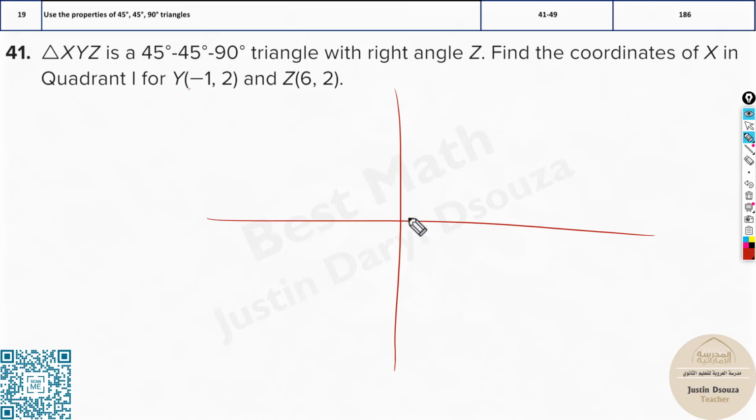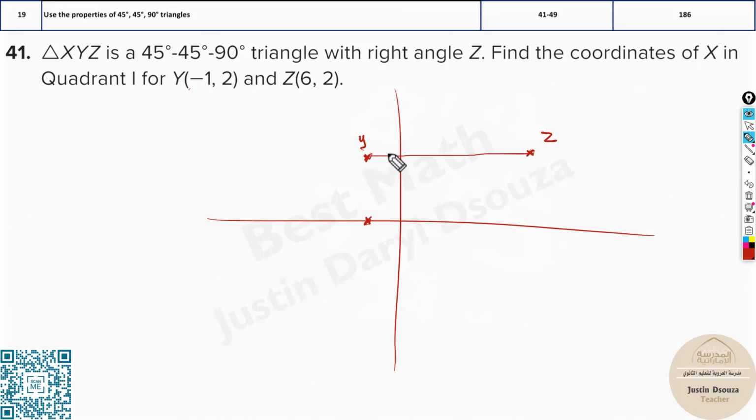Y is minus 1. There's minus 1 and 2 somewhere over here. That's the first point, Y. Then Z is 6 and 2, somewhere over here. They are at the same height. That is Z. And we need to find the coordinate of X in quadrant 1. It must be over here with the 45, 45, 90 degrees. So let's just draw this line here. So it has to be 45, 45, 90.